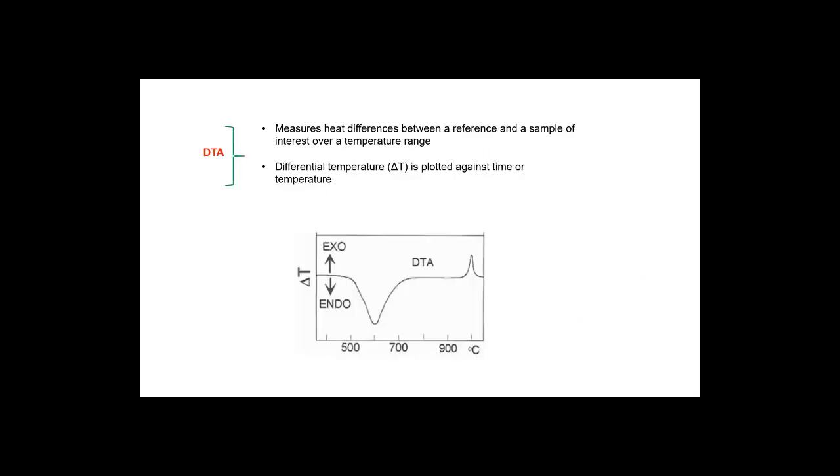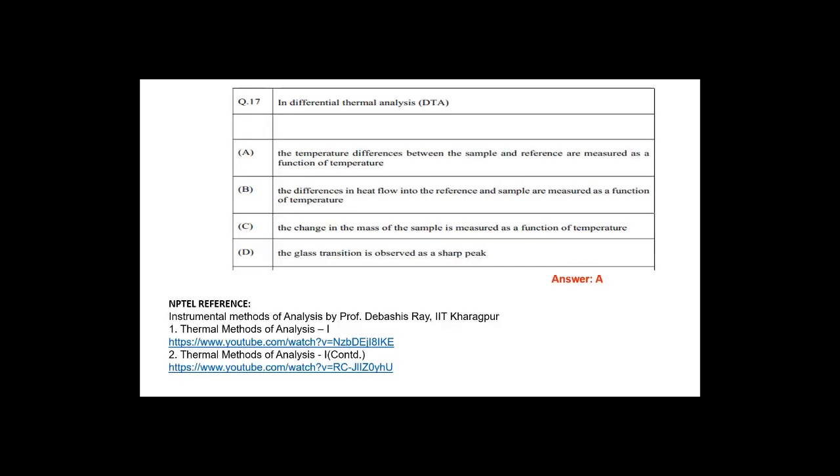Now let's talk about the last one, differential thermal analysis, which measures the heat differences between a reference and a sample of interest over a temperature range. And here, differential temperature or delta T is plotted against time or temperature. This is a typical DTA graph where the peaks pointed out above show the exothermic reactions and those below show endothermic. So, using these three, let us discuss this particular question.